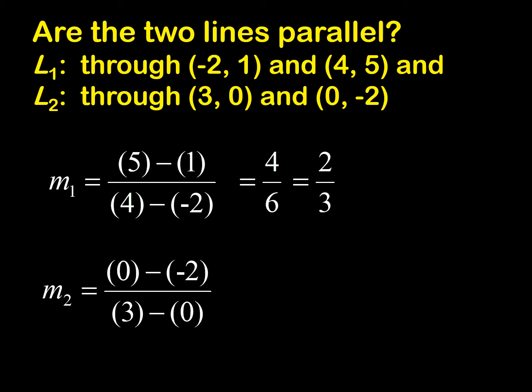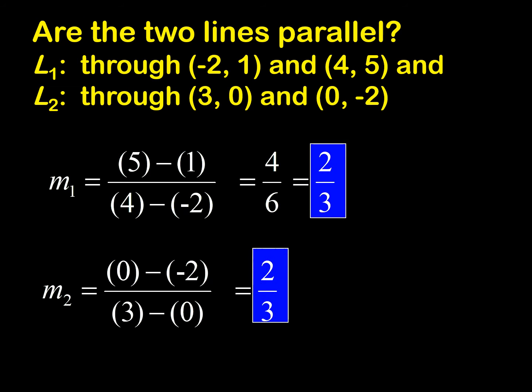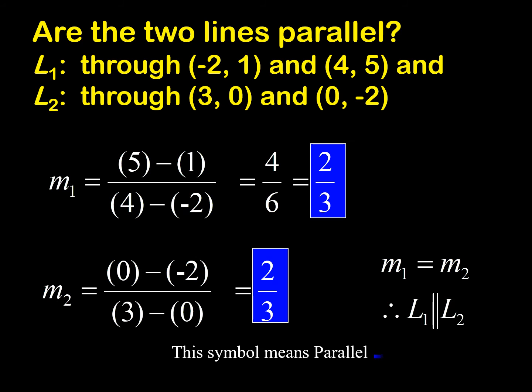Now let us have line 2. So we have, using the formula, 0 minus negative 2 over 3 minus 0. From here, we will be getting 2 over 3, which is the same as the slope of line 1. So therefore, the slope of line 1 is equal to the slope of line 2. So slope 1 is equal to slope 2, which concludes that line 1 is parallel to line 2. So this is the symbol for parallel.